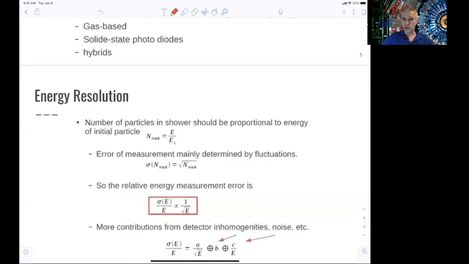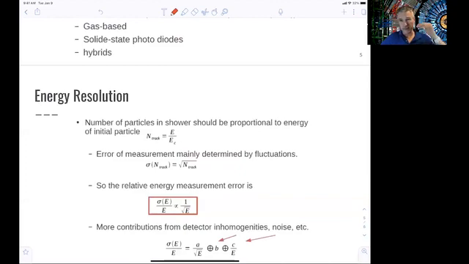And then there's more contributions. There's constant terms which come from inhomogeneities. Those are elements where there's just no detector, no equipment in the direction of the particles. Those can be overlap regions or regions where you have two detector modules being glued together. You don't measure there, and that leads to then a constant term in the energy resolution.